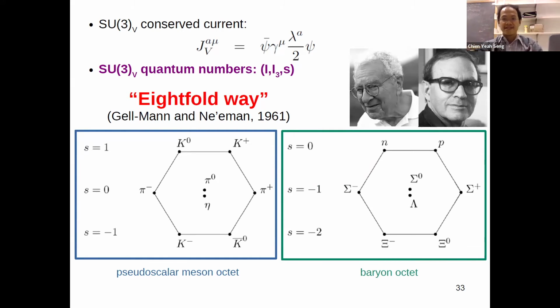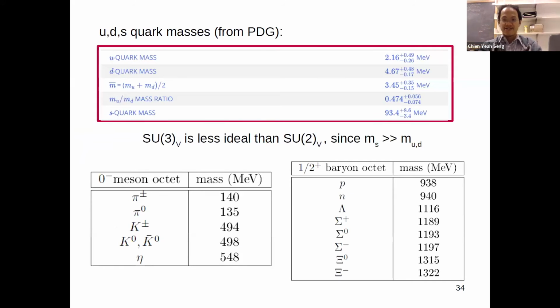So now you may ask, how good is this SU3 symmetry? Just like isospin, it is an approximate symmetry, but this SU3 symmetry is actually a bit worse than isospin, because as you can see, the strange quark is much heavier than the up and down quark, and is not so small compared to the QCD energy scale. Therefore, SU3 is a less ideal symmetry than SU2, as you can see in the hadron spectrum.